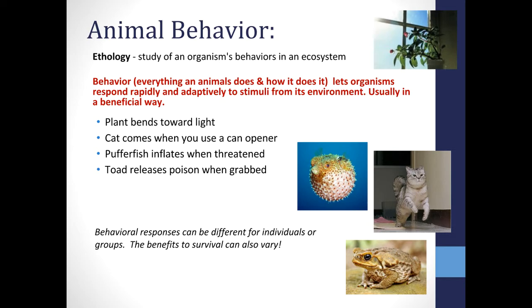Some examples here: a plant, not an animal, but still, a plant can bend towards a light. That's still a type of behavior. A cat comes when you use a can opener. The pufferfish inflates, like you see in the picture, when it feels threatened. And the toad releases poison when grabbed.